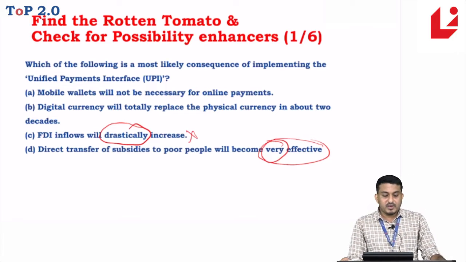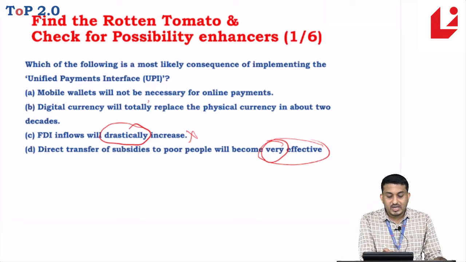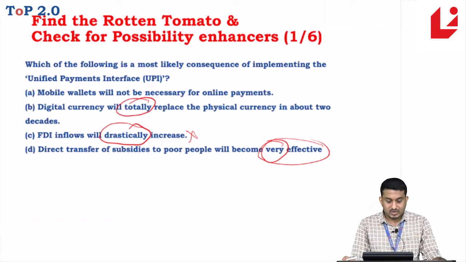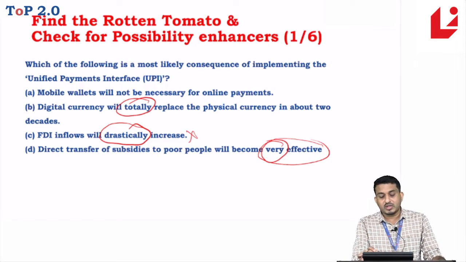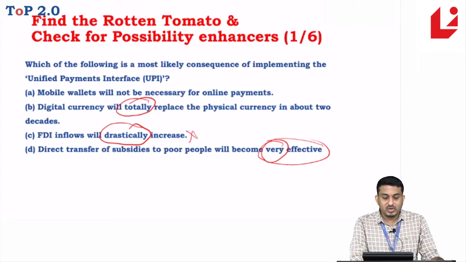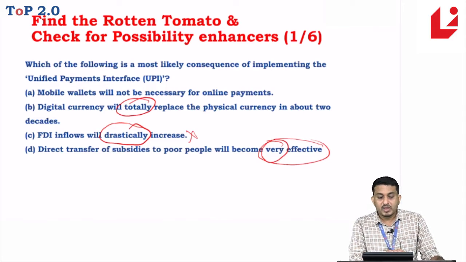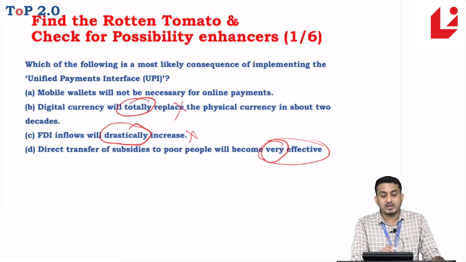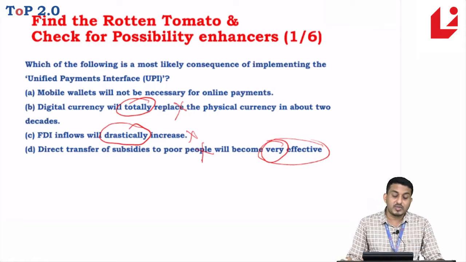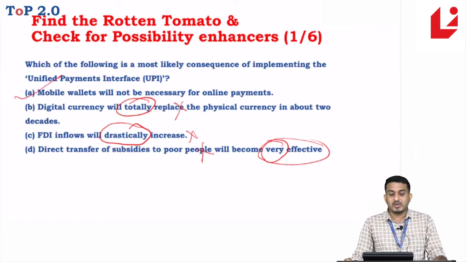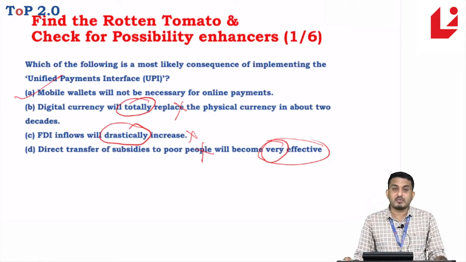Now statement B. Digital currency will totally replace the physical currency in about 2 decades. Totally replace. Do you think that it is possible? Total replacement of physical currency by digital currency? That is also not possible. So what you are actually doing is finding out the rotten tomato here. That actually helps us to eliminate B, C and D. So what is the right answer? Answer is A. Mobile wallets will not be necessary for online payment.